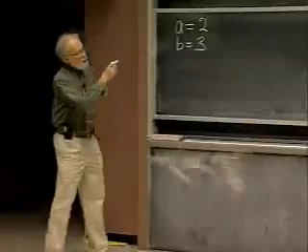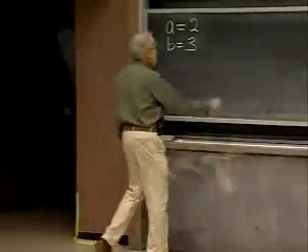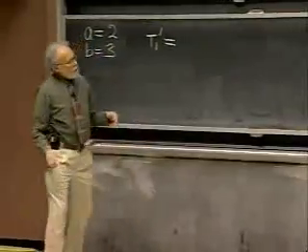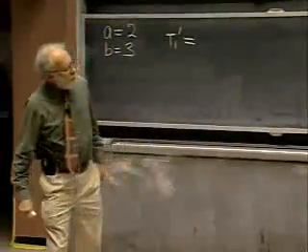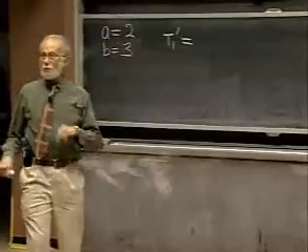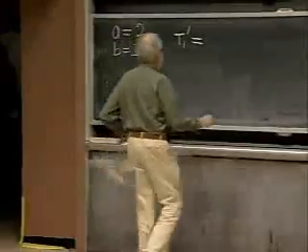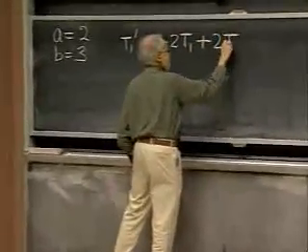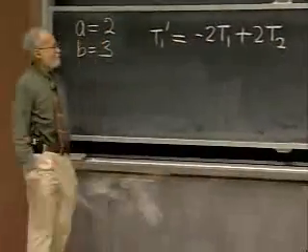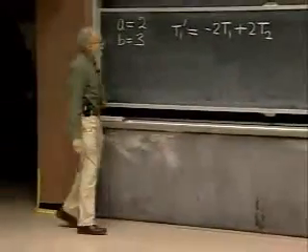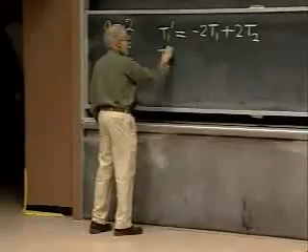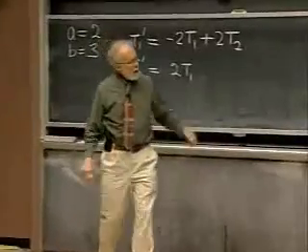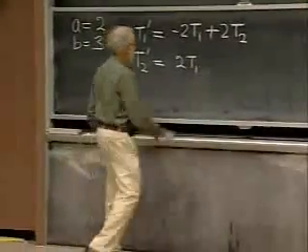So what's the equation? What's the system? Can somebody read it off for me? It's T1 prime equals, what is it? Minus 2T1 plus 2T2, right? That's good. T2 prime is, what is that? I think this is 2T1, and the other one is minus A plus B, so minus 5.